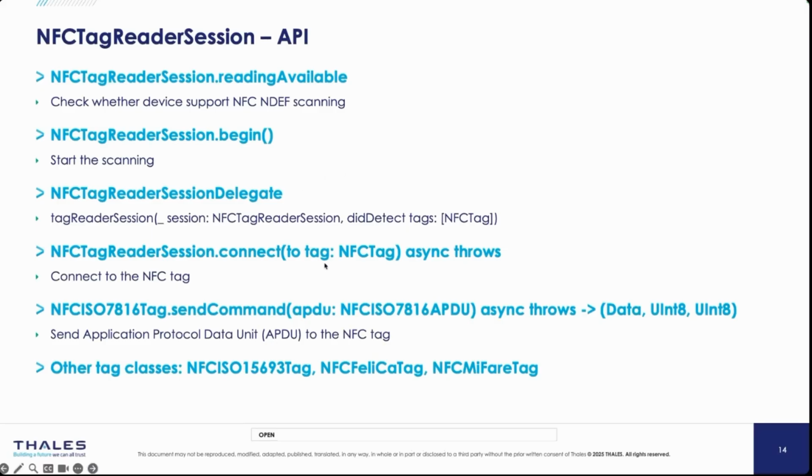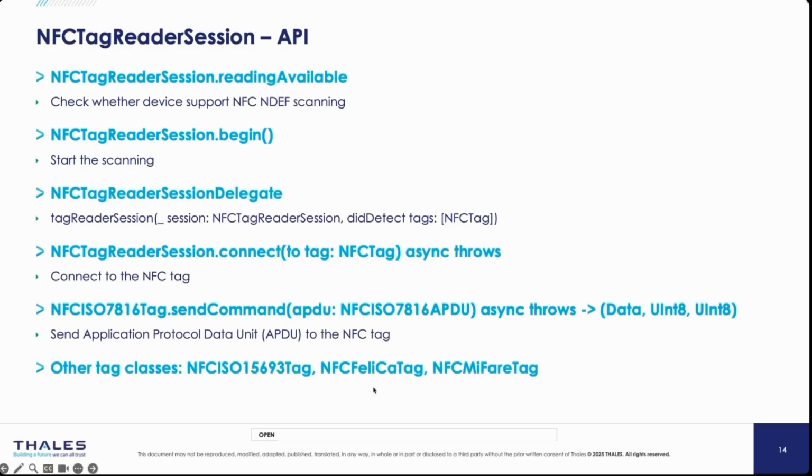And the difference here is that before you got the NDEF, and you either read or write. But here, after connection, you will get this NFC tag, which is an enum with an associated value. And the associated value will have a different class based on what kind of tag you are interacting with. So for example, for 7816, it will be the 7816 tag. And then here you can send the APDU command. I will try not to go into APDU, but it's another communication protocol. Okay. And then there are other classes here.